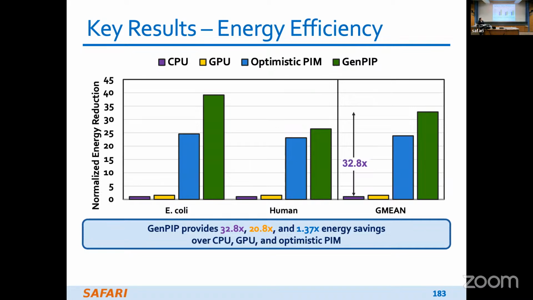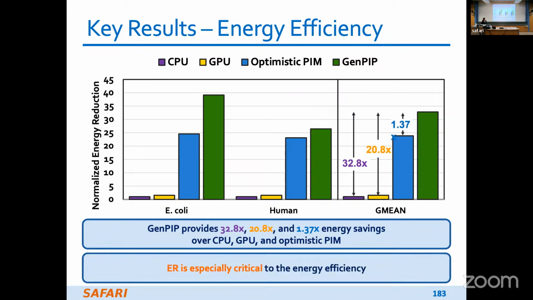GenPip provides 32.8 times energy saving compared to the CPU, 20.28 times energy saving compared to the GPU, and 1.37 times energy saving compared to the optimistic PIM. There are more results in the paper showing that early rejection is especially critical to the energy efficiency, because CP may overlap some execution time, but early rejection directly reduces the energy that we use for analyzing those useless data.